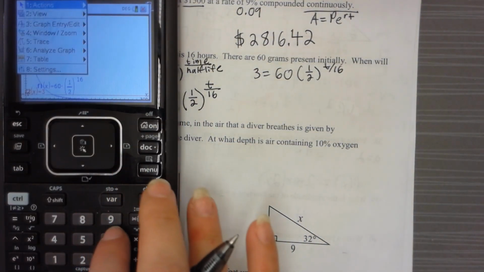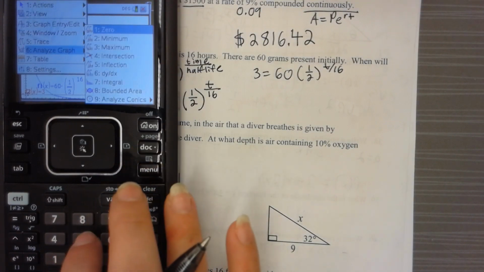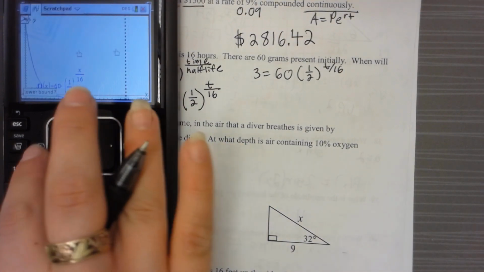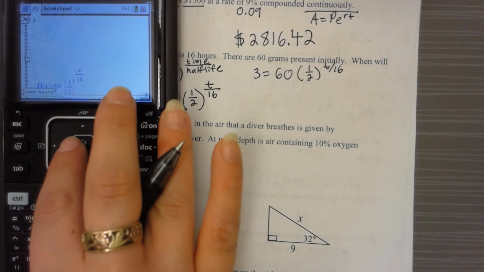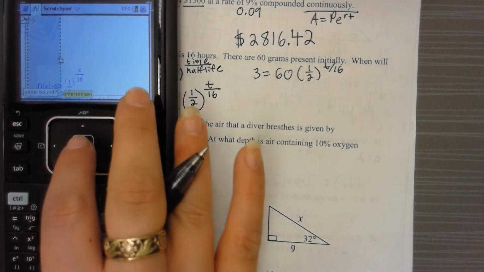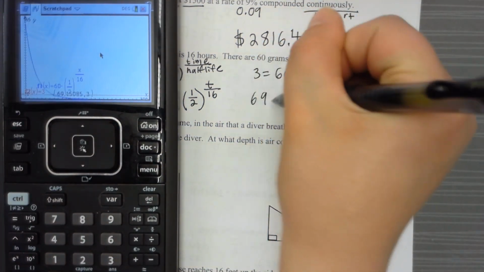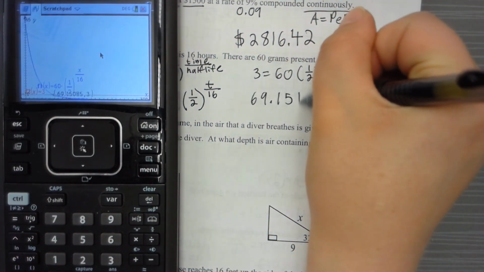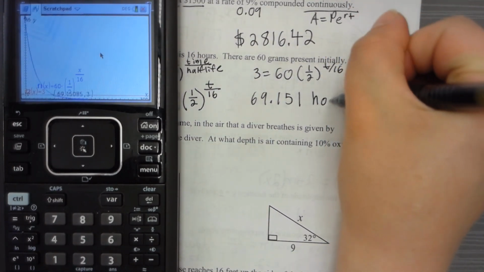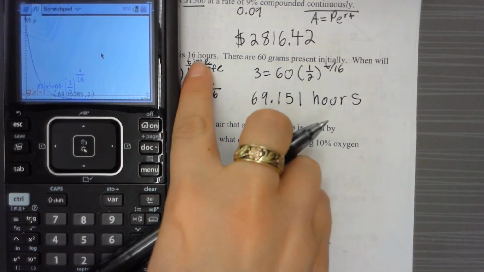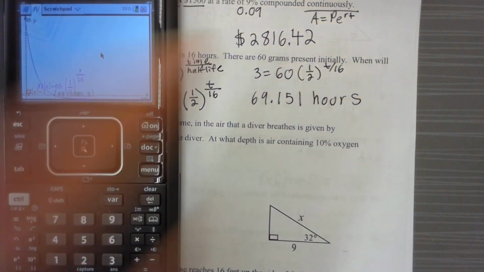So then we'll hit menu, analyze graph, intersection, click to the left, click to the right. And so that is happening at 69.15. I'm going to round it to 1 decimal place. So please make sure you're careful with units. If our original half-life is in hours, our answer needs to be in hours as well.